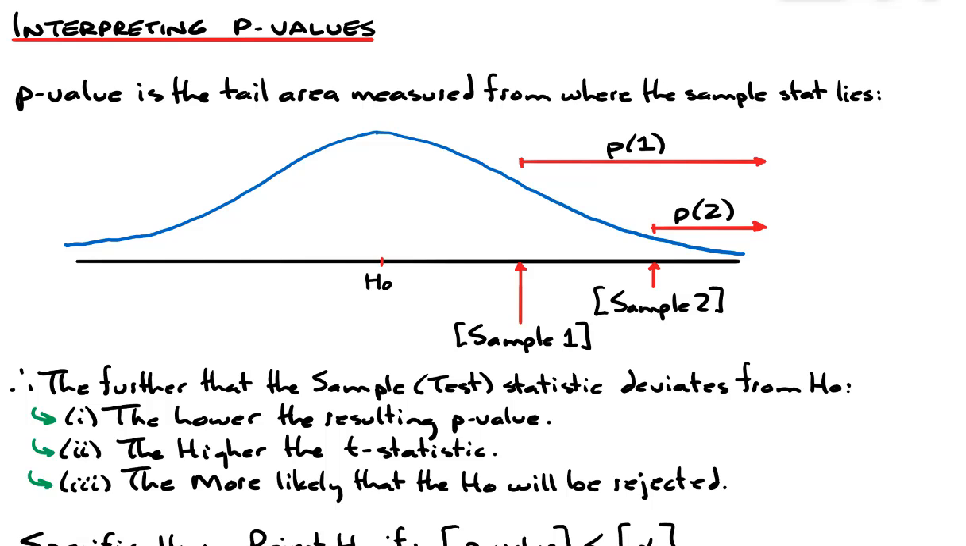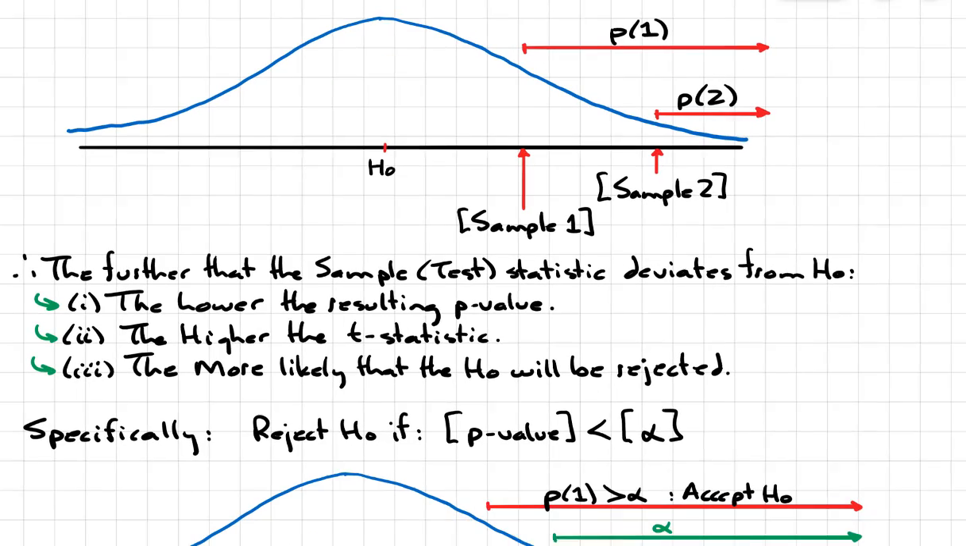But now look what happens as the sample deviates further from the hypothesized value. The further that the sample lies from the hypothesized value, the lower the resulting tail area would be. And you can see that with sample 2, it's got a much smaller p-value because the resulting tail area would be smaller. Okay? And there it is.